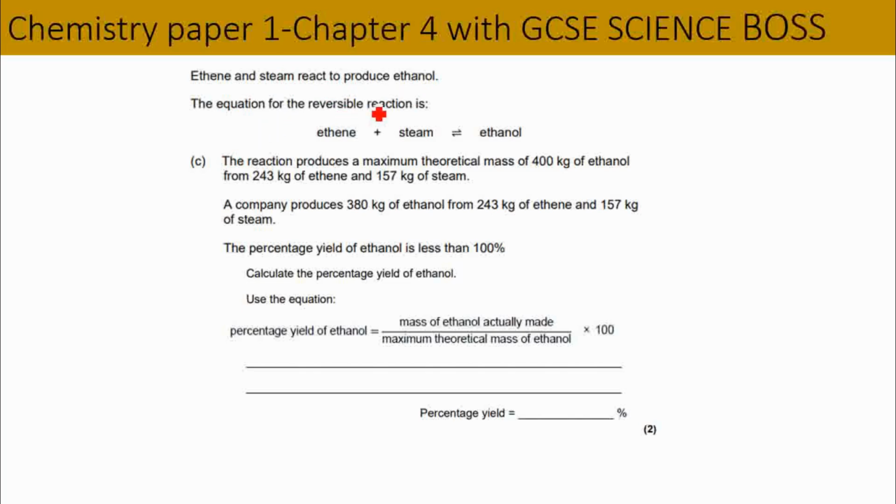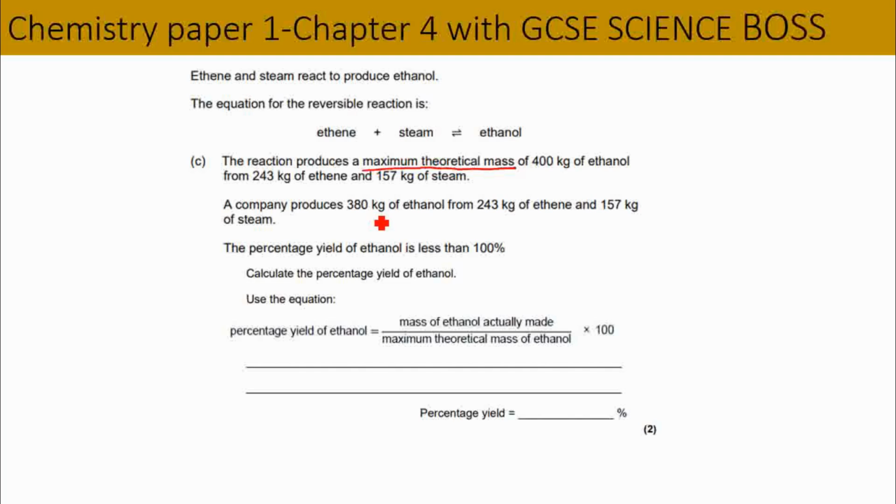Okay? This question: ethene and steam react to produce ethanol. The equation for the reversible reaction is ethene plus steam to form ethanol, reversible reaction. The reaction produces a maximum theoretical mass of 400 kilograms of ethanol from 243 kilograms of ethene and 157 kilograms of steam. So all of these now are our theoretical masses.